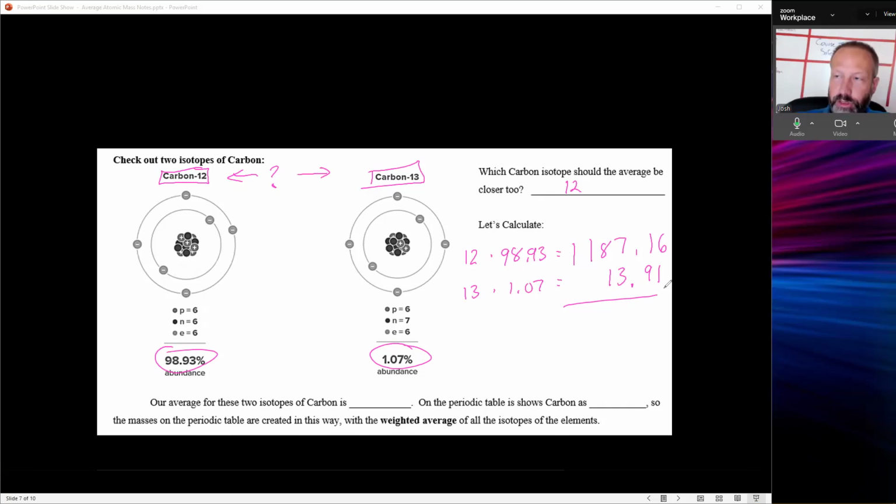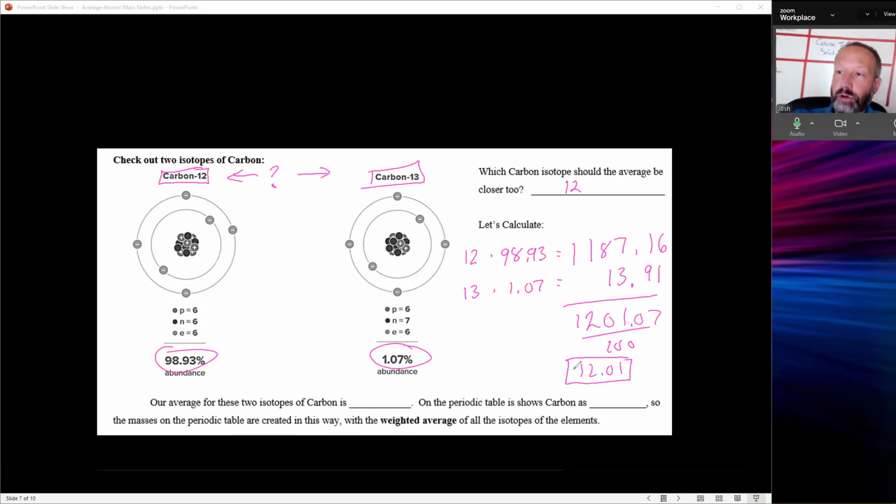And I could certainly do this by hand. I'm hoping it's going to be a little quicker to type it in my calculator so we can keep moving here. 1,201.07. Now, again, I use percentages, and percent means divide by 100, so I still need to divide by 100. So my final answer is 12.01.